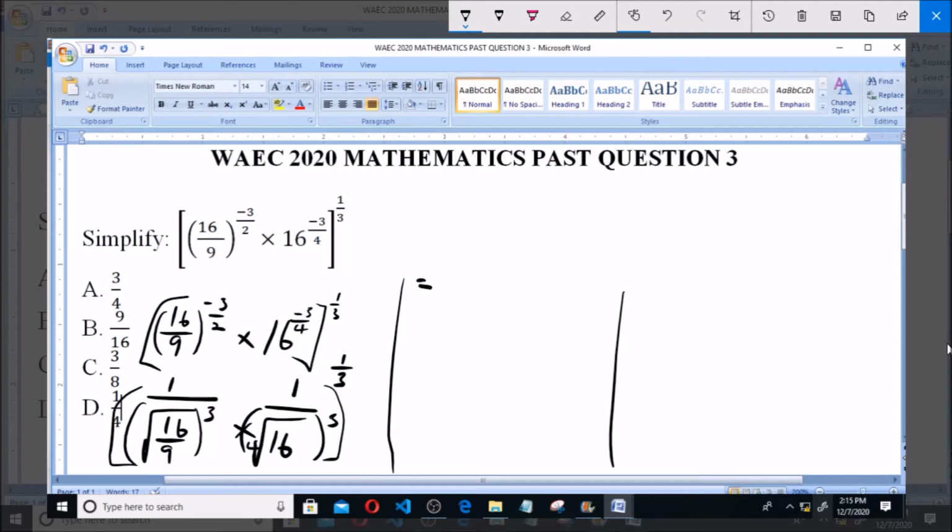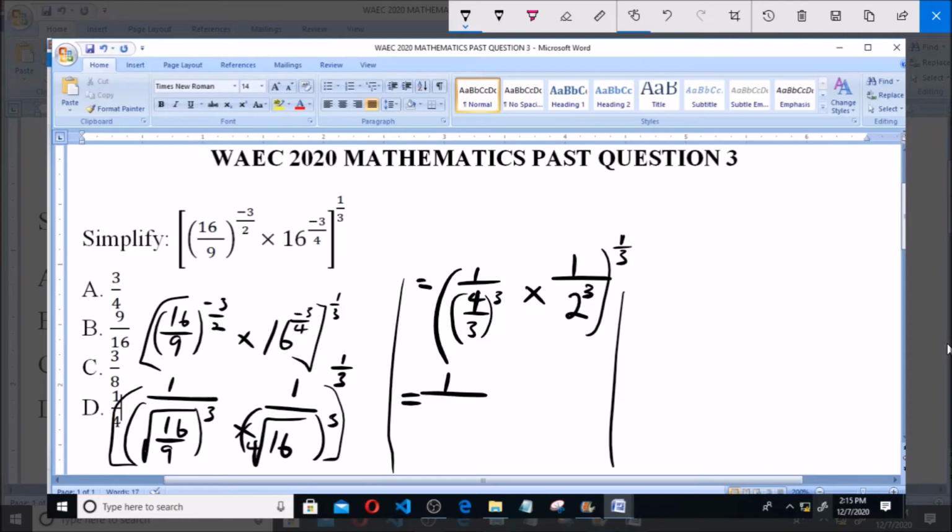Now this is equal to, in brackets, the square root of 16 is 4, and the square root of 9 is 3. So 4 over 3, cubed, then multiplied by 1 over the fourth root of 16, which is 2, so 2 cubed also, everything to the power of 1/3.